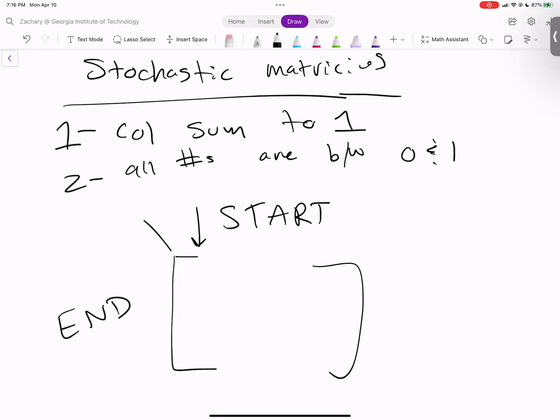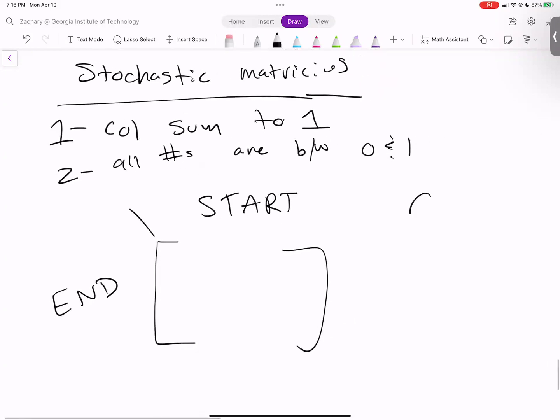So these columns correspond to where I start. These rows correspond to where I end, okay? So in a very simplistic example, say there are 3 bars that do trivia on Wednesdays, okay? And each of them go back and forth on how a certain group of people go each Wednesday to determine where to go, okay? So let's say if one week you were at bar A, there's a 50% chance you go back.